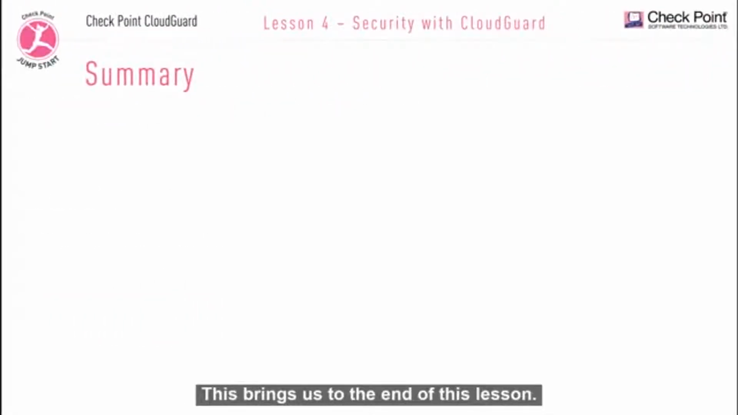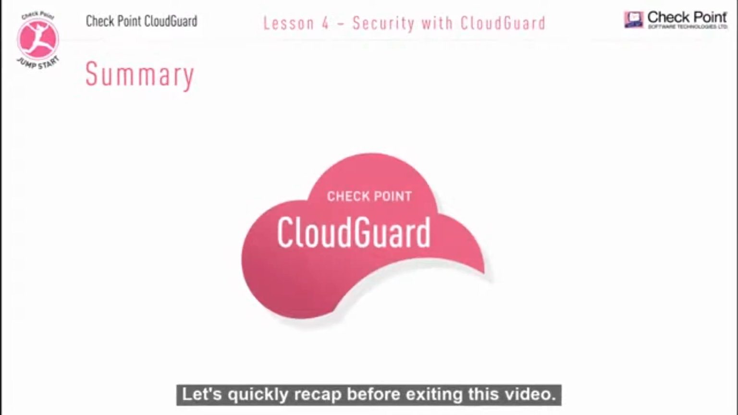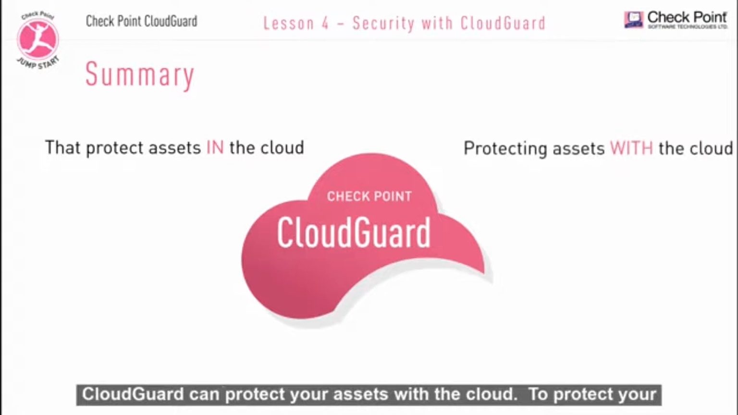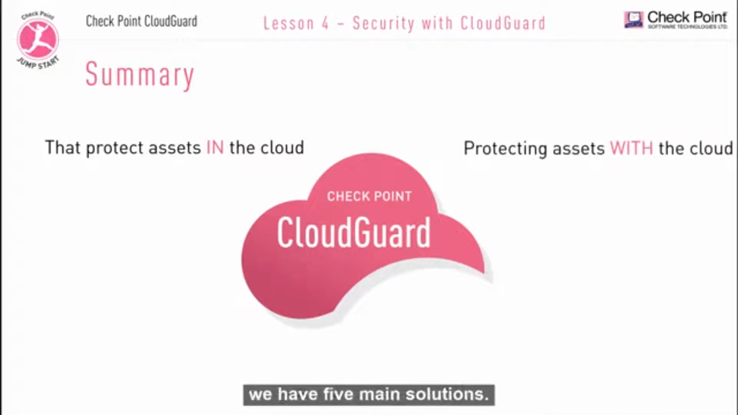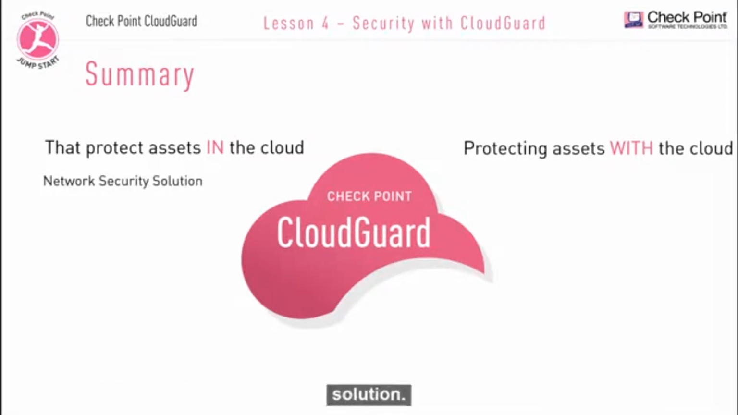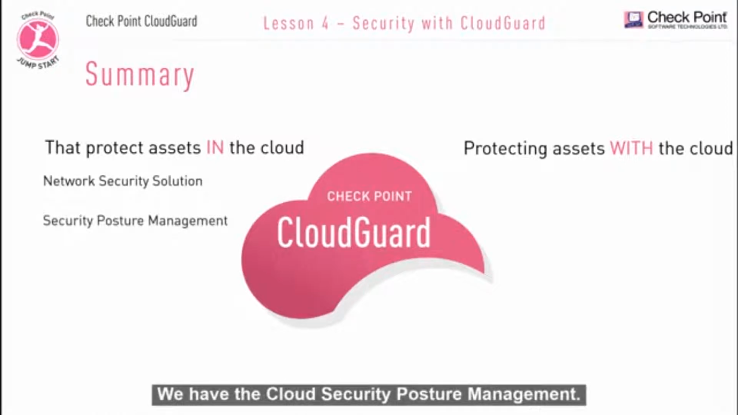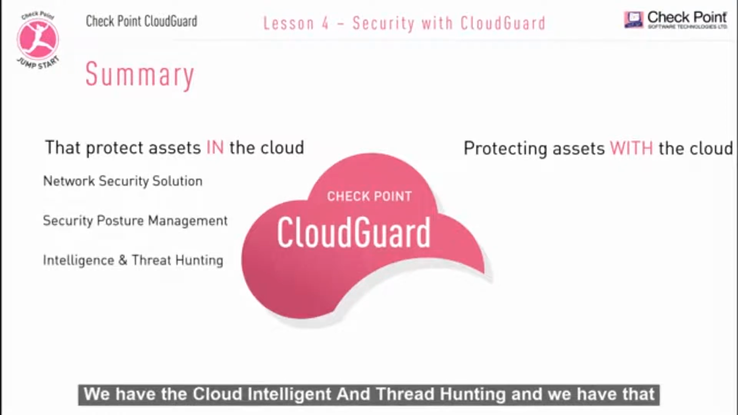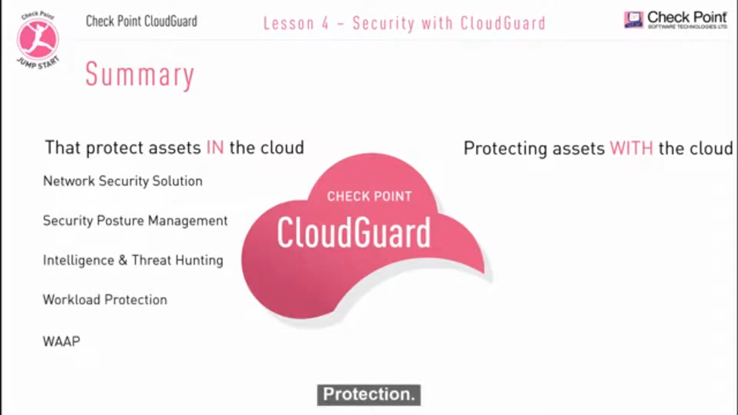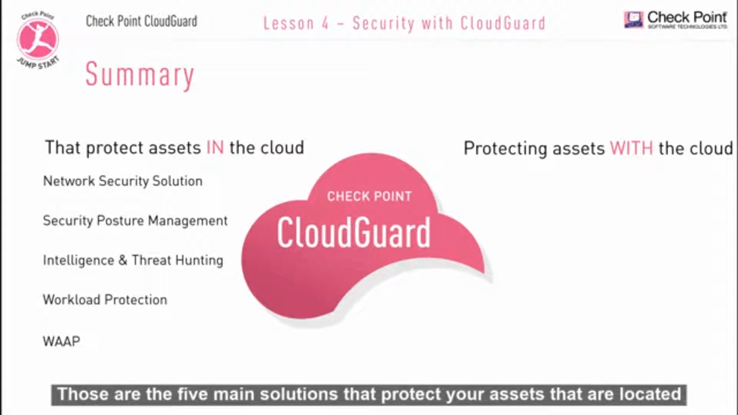This brings us to the end of this lesson. Let's quickly recap before exiting this video. I mentioned that CloudGuard can protect your assets in the cloud, and CloudGuard can protect your assets with the cloud. To protect your assets in the cloud, we have 5 main solutions. We have the CloudGuard Network Security and Threat Prevention solution. We have the Cloud Security Posture Management. We have the Cloud Intelligence and Threat Hunting. And we have the Workload Protection and also the Workload WAP, Web Application and API Protection. Those are the 5 main solutions that protect your assets that are located in the cloud.